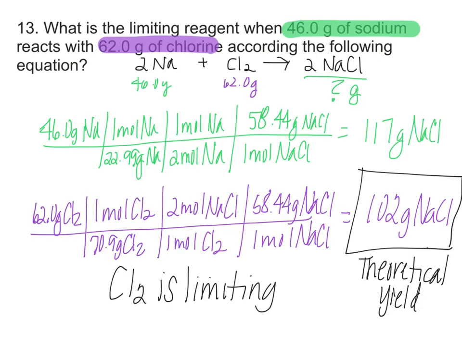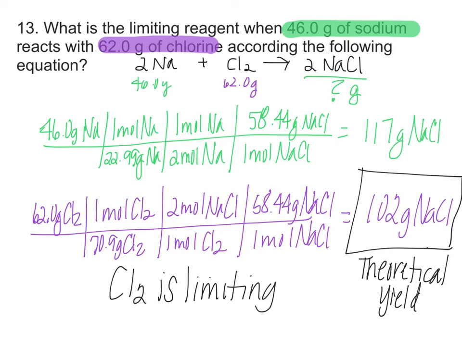Okay, here we go. So when you calculated for 46 grams of sodium, you should have gotten 117 grams of sodium chloride. And when you calculated with the 62 grams of chlorine, you should have got 102 grams of sodium chloride, which is obviously the smallest answer. So that's the one we would box.